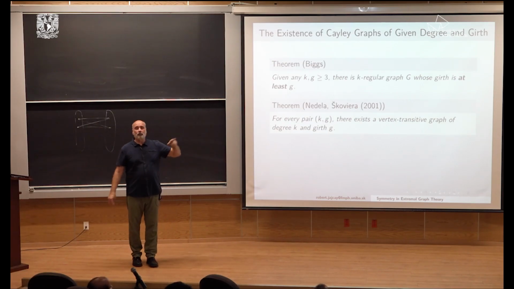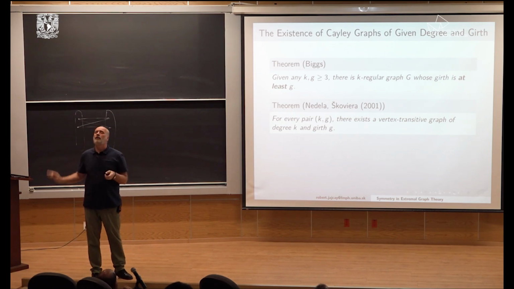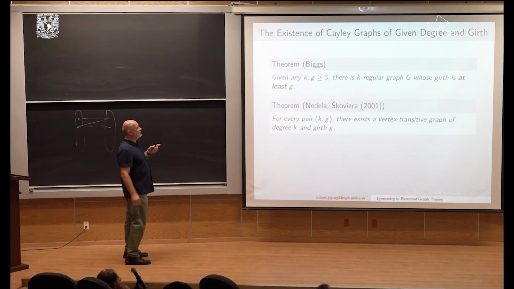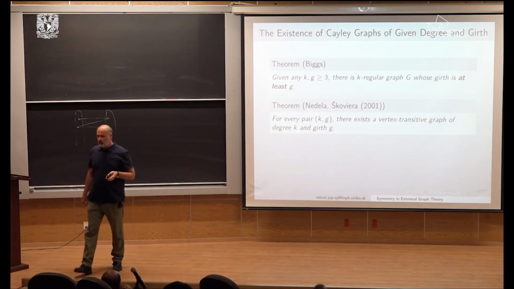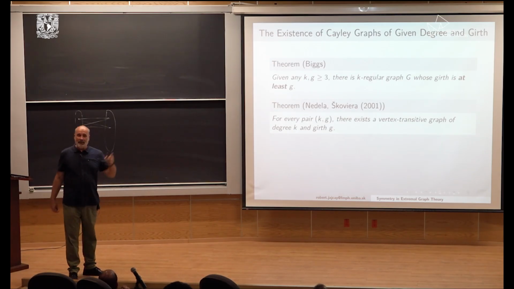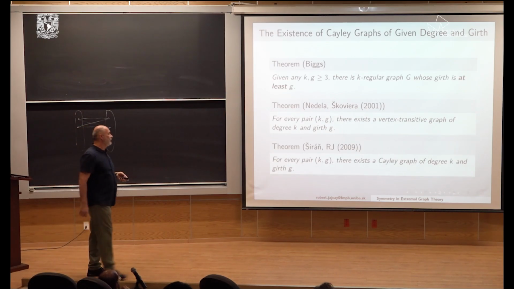But this was proven, that for every K and g there exists a vertex transitive graph, so it makes sense to look for a smallest vertex transitive one. And for many years, I was giving talks, this is 2001, trying to convince people that we need a construction of Cayley graphs with exactly the parameters. Nobody was doing it, so what the heck.